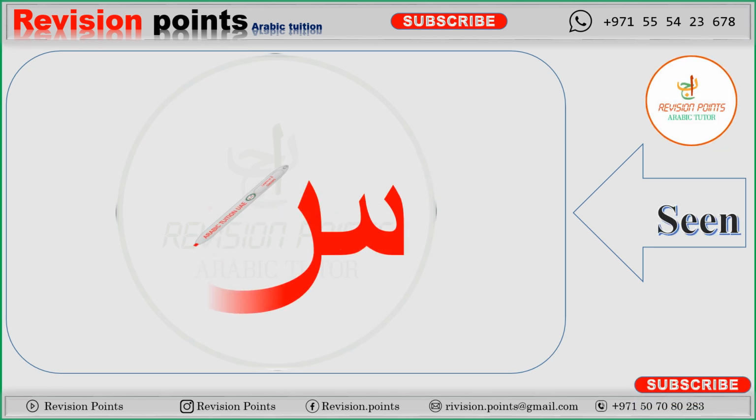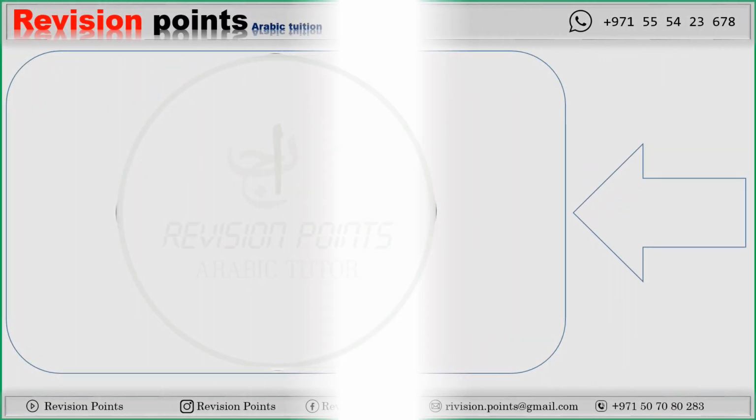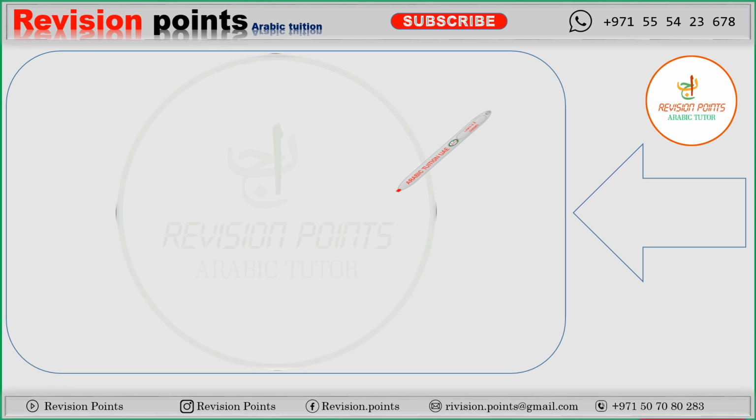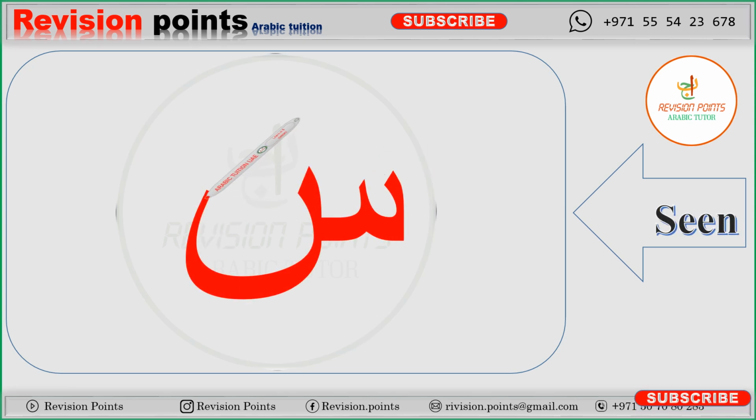Seen, seen. Draw two teeth and a big abdomen, all from right to left.